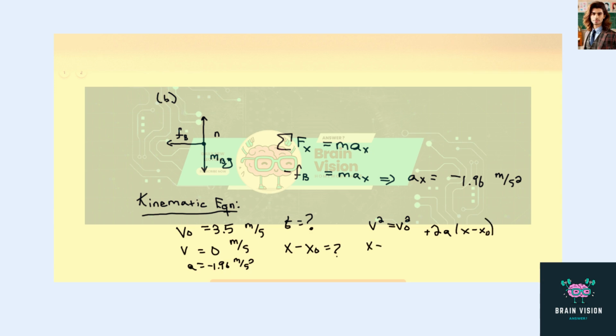Solving for x minus x naught gives v squared minus v naught squared over 2a. At this point, we can plug in all our knowns, and when we solve for it, we get 3.125 meters, which is the distance that the box travels after the force stops being applied, and that's the final answer.